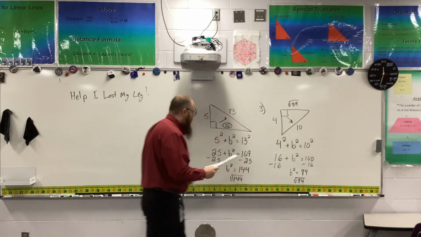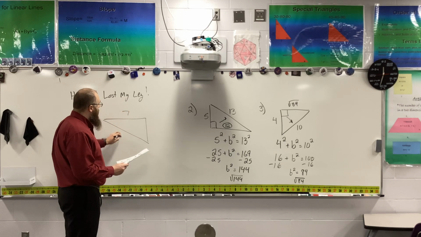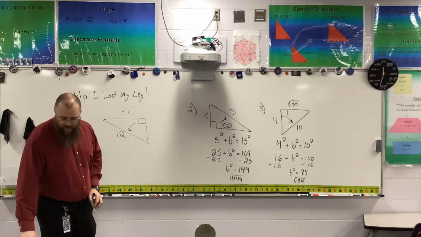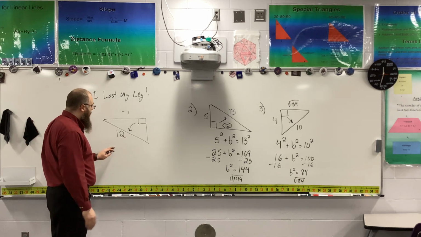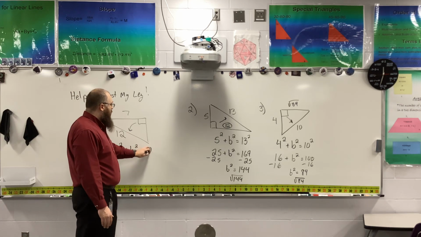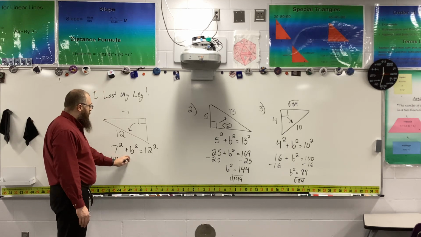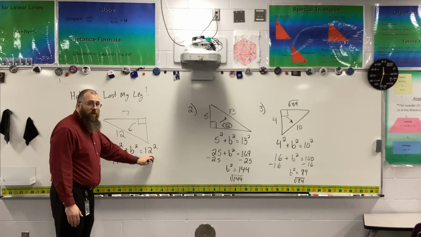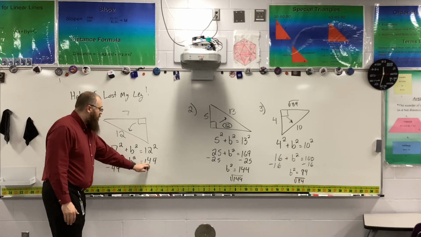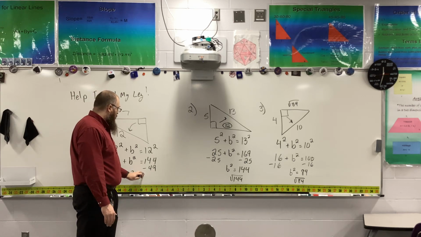Problem number 4 brings us to a leg of 7 and our hippopotamus, which is 12. Again, I know it's my hypotenuse because it is across from my right angle and it's the largest side. So I will have 7 squared plus b squared equals 12 squared. 7 squared is 49. 12 squared is 144. I need to subtract my 49 across. So b squared ends up being 91.